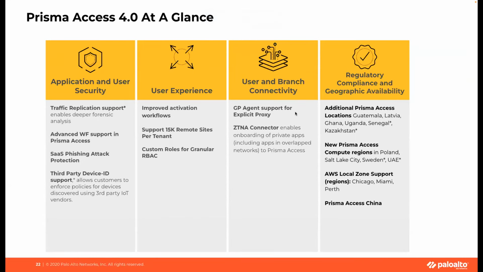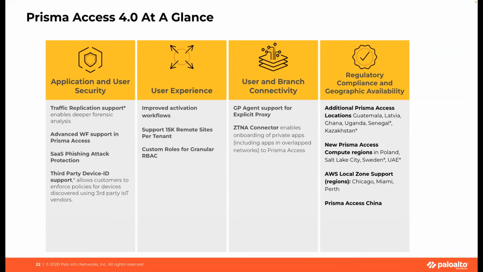Right. Let's get started. We have segregated the list of features in 4 unique buckets here, starting with application and user security, moving on to user experience, and then user and branch connectivity, and moving on to regulatory compliance and geographic availability. Just a quick glance at all the main features and functionalities that we are bringing in.